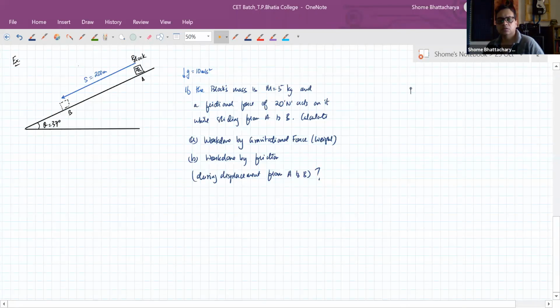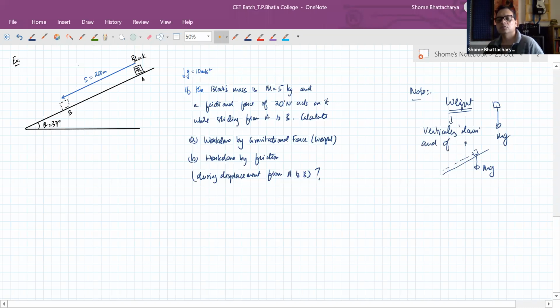Okay. So here you have to understand that weight is a force that always acts vertically downwards and is equal to mg. So it doesn't matter whether the body is moving vertically or horizontally or whatever way the body is moving, the weight will always act in this manner. Weight is a force that acts vertically down, and of magnitude mg. So consider that.